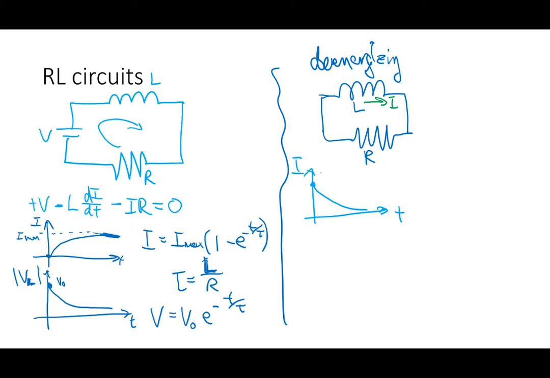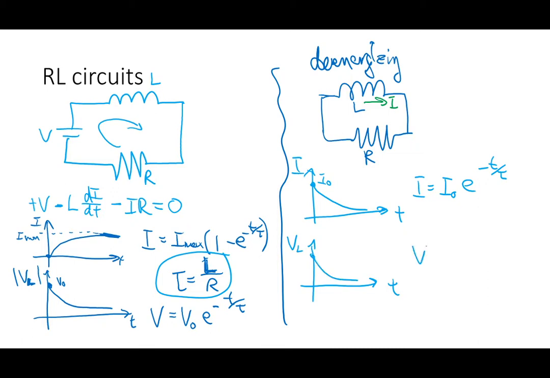So it's going to start high and go low. In this case, it's going to start at some value and then decay exponentially with the same factor, same tau. Tau, very important here. The voltage, again, is going to start out high and go low. So then this also has this form. So very similar to your RC circuit.